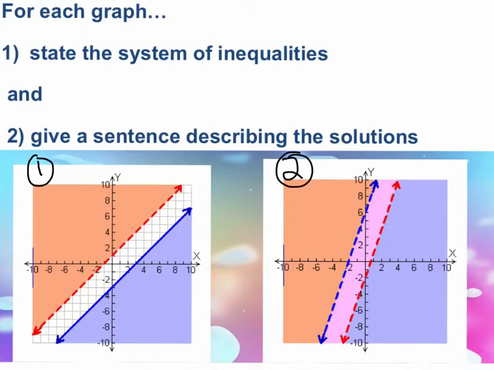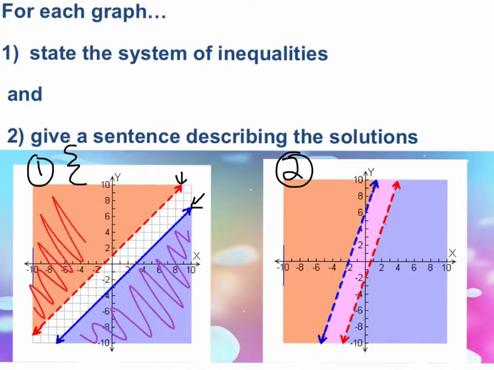Looking at each set of graphs, come up with your own system, and that would mean create the inequality for the red dotted line and find the inequality for the blue one. And in the last video, I showed you how to do that. And then give a sentence describing the solution. Notice there's no overlapping. You just have the blue side over here, and then over here you have the red side. But notice there's no overlapping, so how could you describe that as a solution?